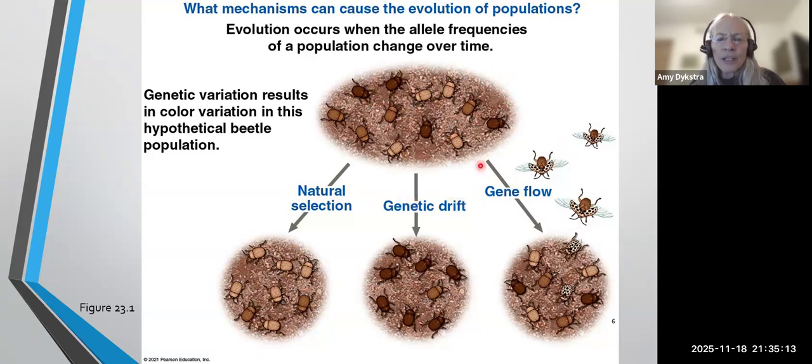The third one is gene flow, and you see these other beetles that have spotted wings flying in and adding their genes to the population, and then that changes the genetic composition of the population. So these are three different mechanisms that we'll talk about in upcoming videos.